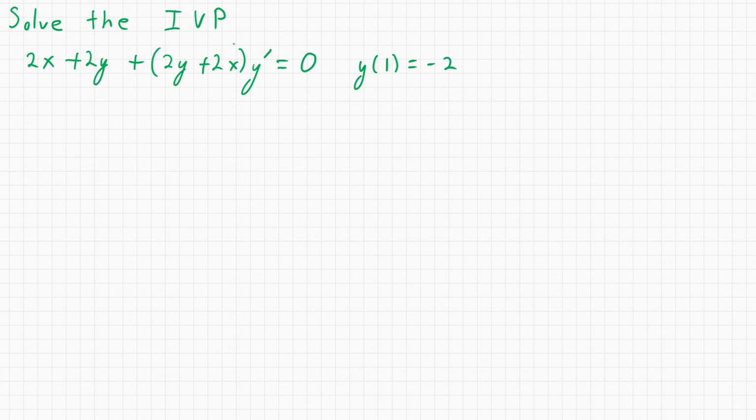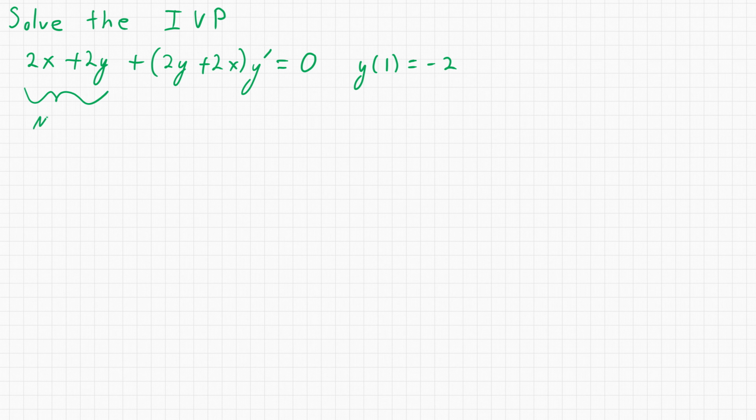Solve the initial value problem. So here we go. We have an equation that looks like it's in the form for maybe an exact equation again, and we have our initial condition y when x equals 1 is equal to -2. All right, so let's get going. Let's make sure this is an exact equation before we try and find f of x comma y.